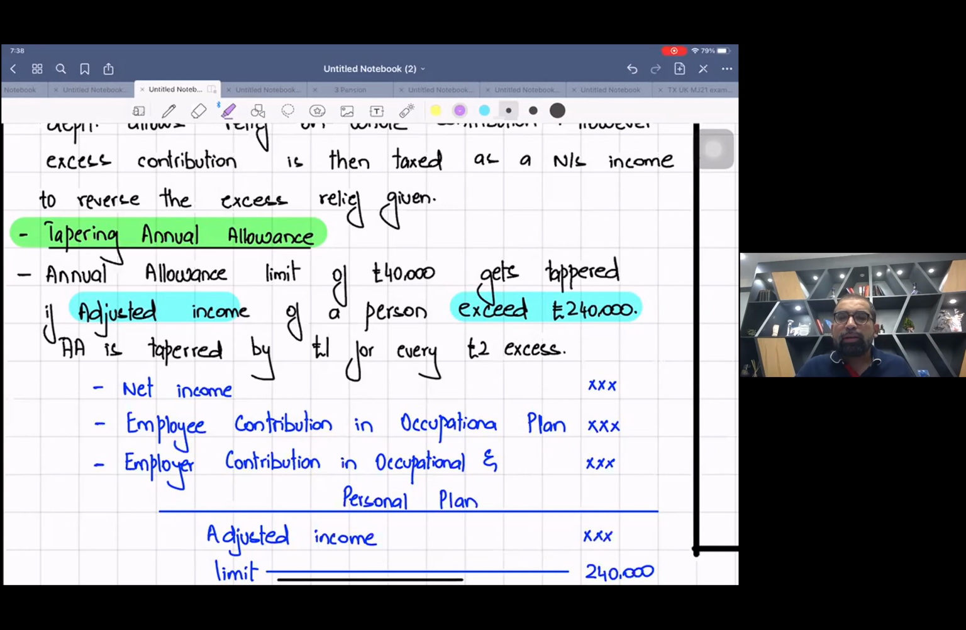Listen to me very carefully. If your 2021 annual allowance is 40,000, normal. But if your AI, adjusted income, is less than 240,000, then it's perfect. Then you are eligible for 40,000 annual allowance.